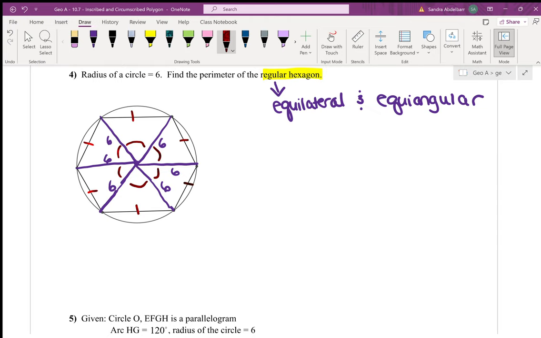So then how would I find just one central angle? If all those central angles are congruent, how would I find just one central angle?